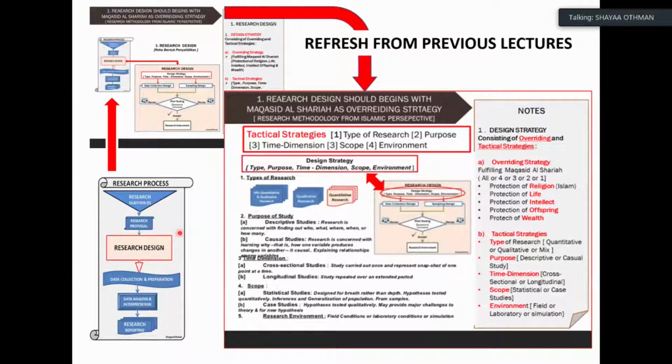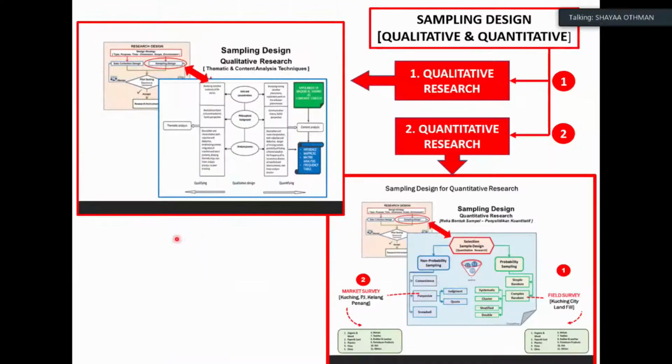Okay, now let us go into this. This is just a refresher. The sampling design, as we have discussed here, basically covers the two types of research, qualitative and quantitative. We have discussed one of the latest areas of application of qualitative research, based on the two commonly used means: thematic analysis as well as content analysis.